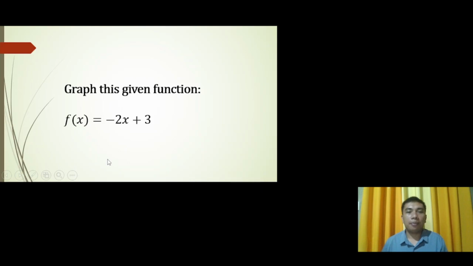Another example. You will be the one to graph now this given function: f of x equals negative 2x plus 3. Of course, that is with the help of GeoGebra. I will give you time. Just simply pause this video and take your time. If you're going to answer this one, just simply pause this video and play it back to check if your answer is correct.